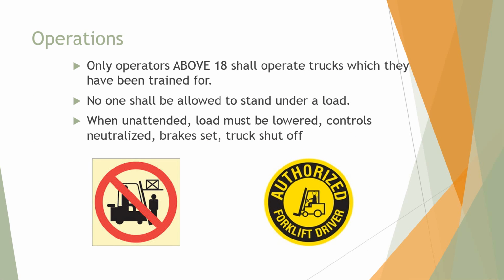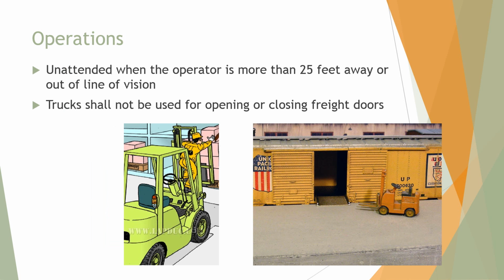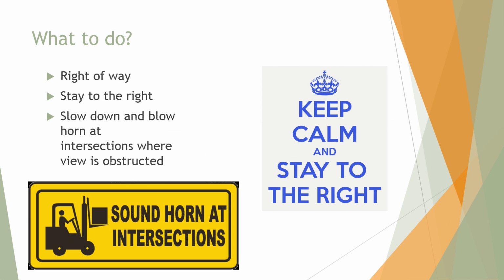Operations in general: all operators have to be above 18 years old, and they have to be trained properly, and OSHA has much more detail about what training and how much training that person needs. Another important thing is to not stand under any sort of loads, and basically to use common sense. Always make sure that you don't leave the forklift unattended, and don't use the forklift to open and shut freight doors. You always have to be very careful when handling these machines.